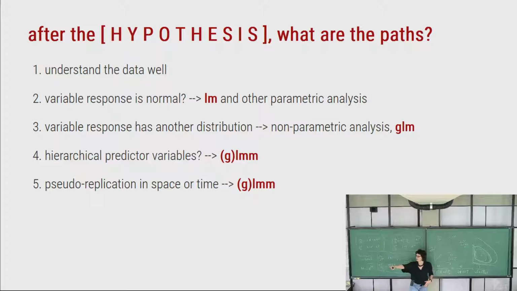Yeah, I just want to know what is the 4 and 5. I don't. What is that like? Generalized linear mixed model. No. The hierarchical predictor variables and pseudo-replication is per. Hierarchical predictor variables. Okay.